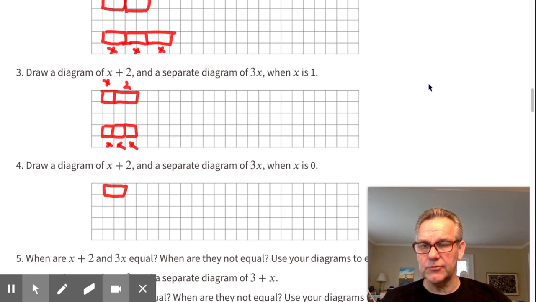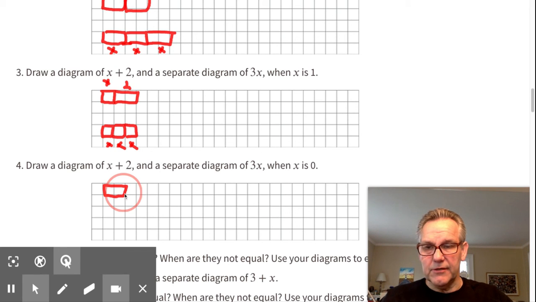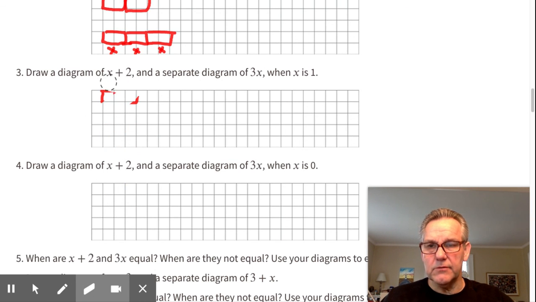And the last one, draw a diagram of x plus 2 and a separate diagram of 3x when x is equal to 0. Well, if x is equal to 0, it doesn't have anything, so there's nothing there. It's a total value of 2. And of course, we know that 3 times 0 is going to be 0, so there's nothing for that. Nothing for that at all. So in our diagram, I'm going to get rid of that.